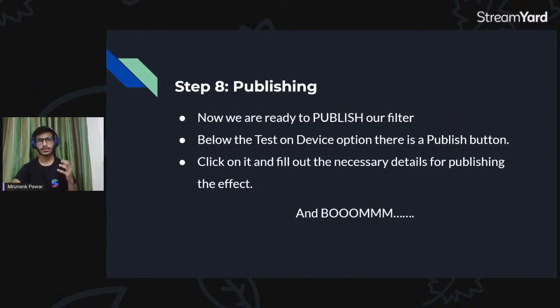So in the publishing step, on the left side below the test on device, there is a publish option. You just have to click on that publish option. There are some details they ask you. Those details can be the name of the effect which you want, and whether that effect is a new effect or you are updating a previous effect.